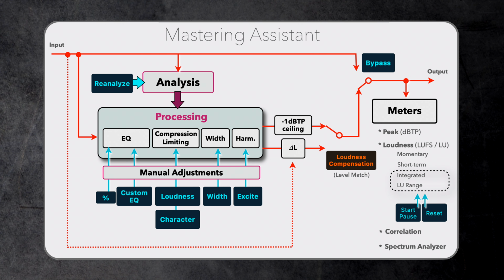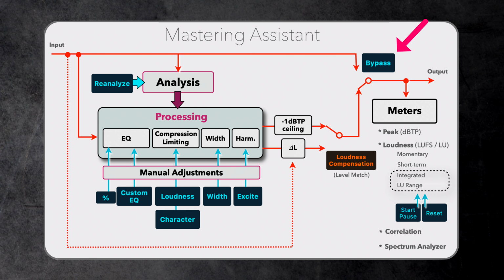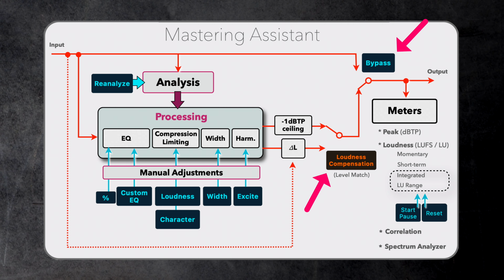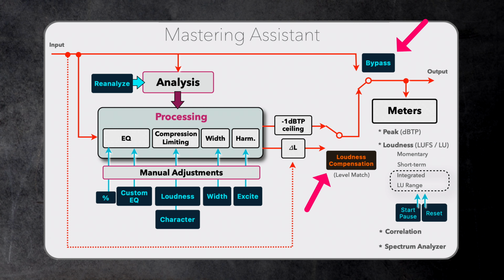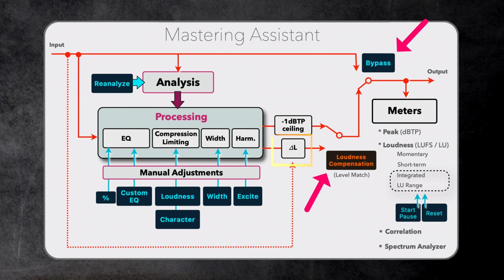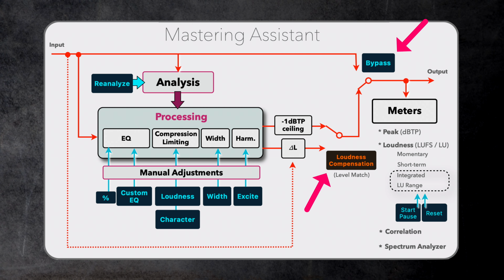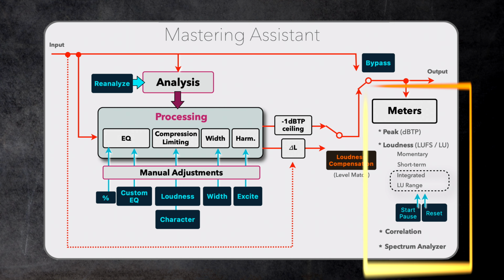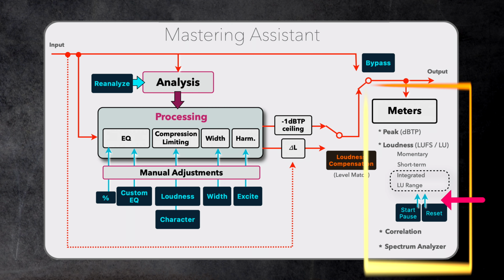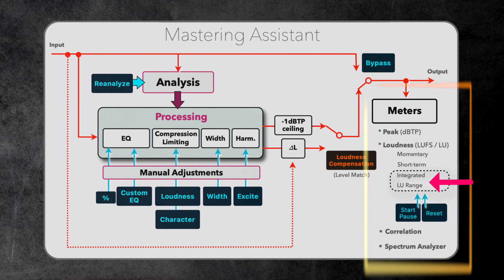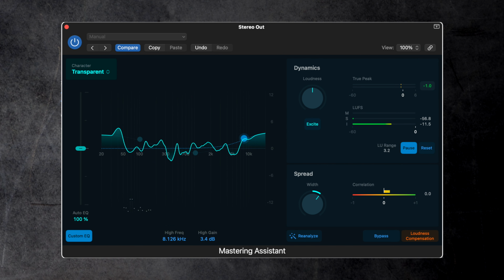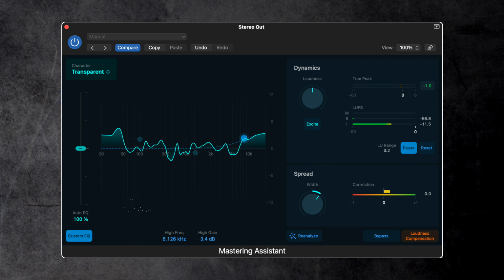Pay attention to the location of the two switches, the bypass and loudness compensation. While the bypass button switches between the input and output of the processor, the loudness compensation button adjusts the output level of the processor to match the input signal. The meter section is straightforward with the special start, pause, reset buttons that only affect the integrated loudness and the LU range. Hope that helps with the understanding of this great Mastering Assistant plugin in Logic Pro 10.8.